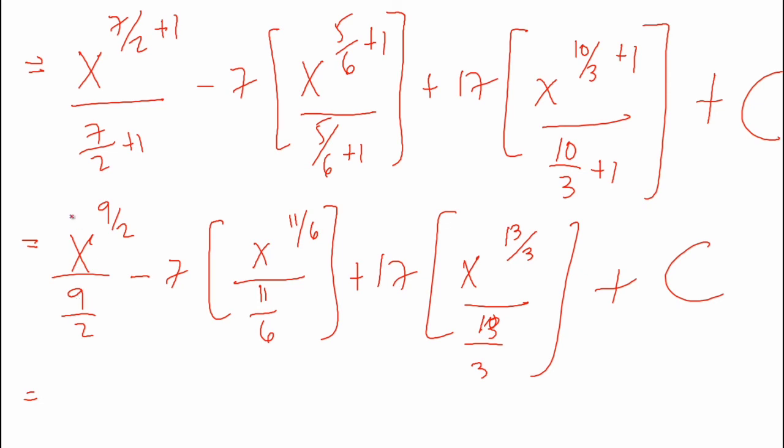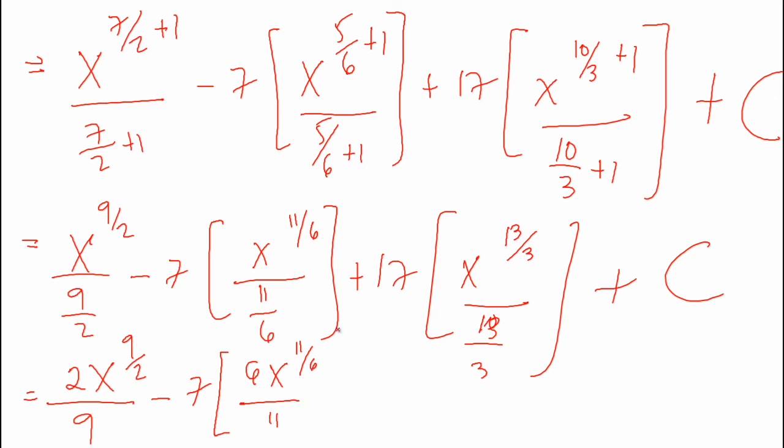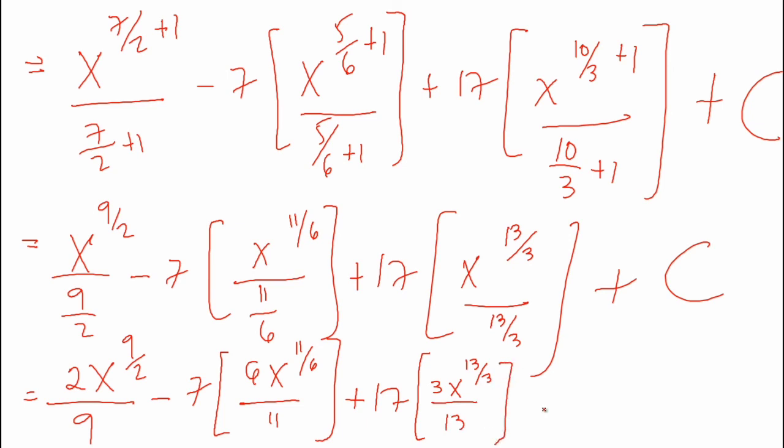Now we can simplify this equation. Just like what we did earlier in our previous example, we can write this as 2x raised to 9 over 2 over 9, minus 7 times 6x raised to 11 over 6 over 11, plus 17 times 3x raised to 13 over 3 over 13, and of course our arbitrary constant C. We can still reduce this one. We have 17 times 3 over 13, and we also have 7 times 6 over 11.